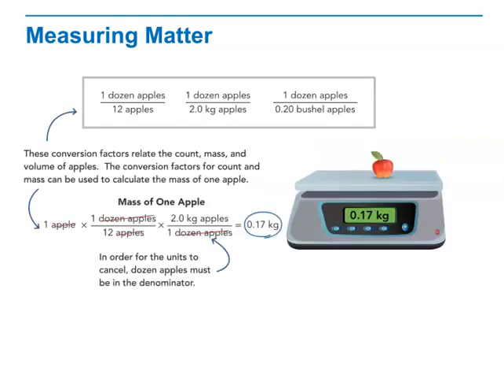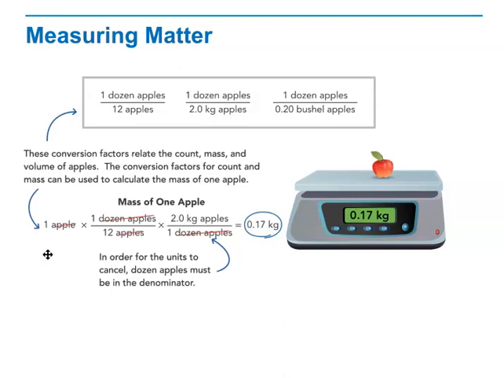What these represent are just different units of measurement that we can utilize depending on what the substance is. I've also been picky about saying 1 dozen apples per 12 apples, 1 dozen apples per 2.0 kilograms of apples. These are all called conversion factors. Conversion factors are important because they don't alter the number that you are using, but they do alter the unit that you are calculating. So all of these relate the count, mass, and volume of apples to each other. The conversion factors for count and mass can be used to calculate the mass of 1 apple.